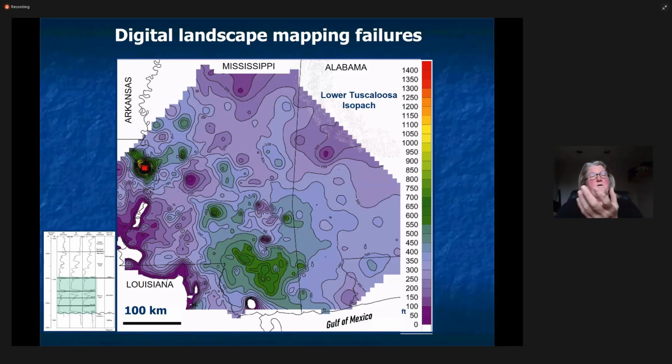And I'll show you an example of just computer mapping a digital landscape, and I call this digital landscape mapping failures. This is actually from one of my students' dissertations, and this was a first pass at mapping the lower Tuscaloosa. It was a total isopach of lower Tuscaloosa, and it does the basics. It shows the thins are purple in here, right? And the thicks are green, right? And so it's showing the basics.